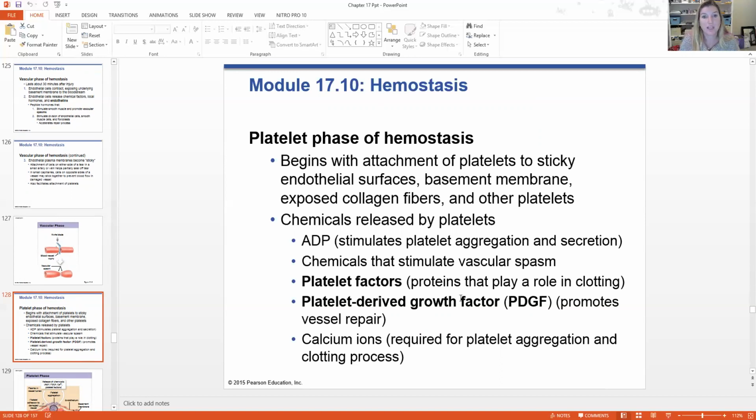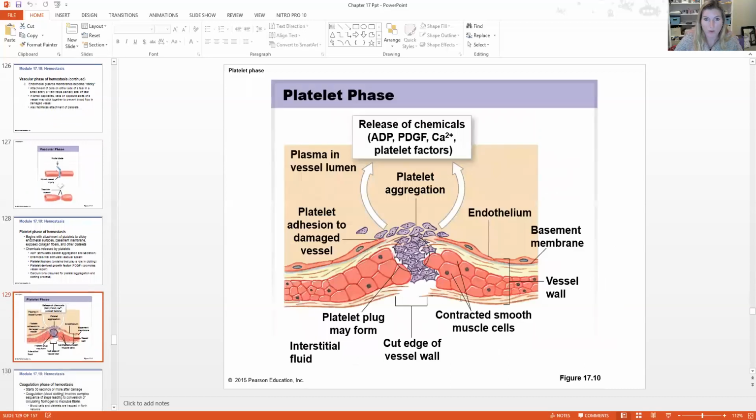So the platelet phase is just about getting the platelets to stick and moving this process forward through the release of chemicals. So here you see the platelet phase. We have all of these platelets conglomerating. You have all of these platelet factors being released, just moving this process forward.